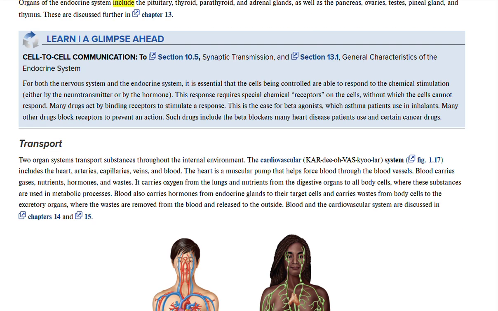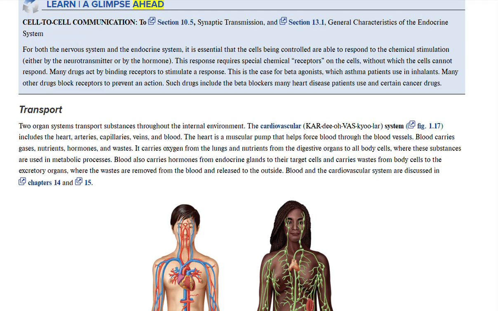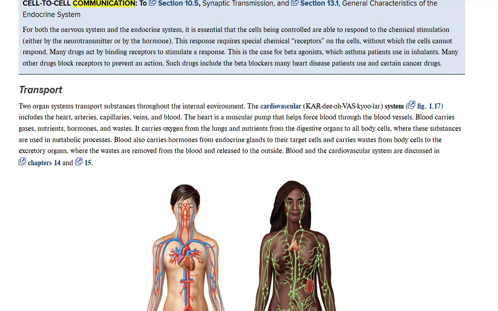Organs of the endocrine system include the pituitary, thyroid, parathyroid, and adrenal glands, as well as the pancreas, ovaries, testes, pineal gland, and thymus. These are discussed further in Chapter 13. Learn a glimpse ahead: Cell-to-cell communication, Section 10.5, synaptic transmission, and Section 13.1, general characteristics of the endocrine system.